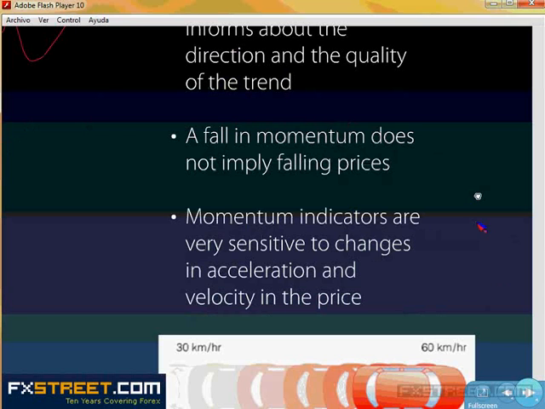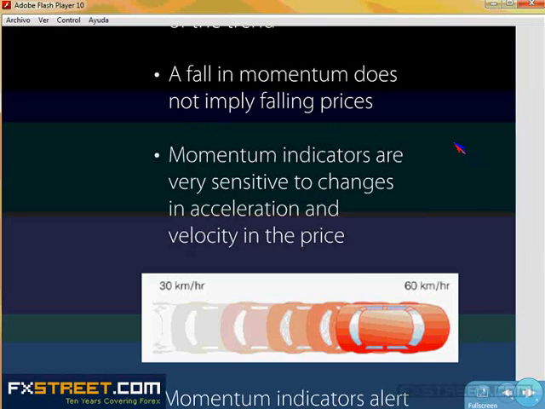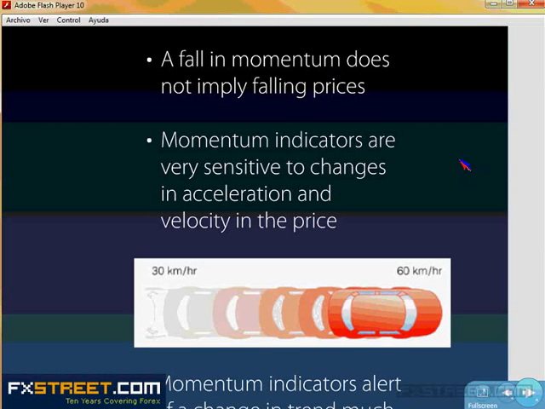So momentum indicators are very sensitive to changes in acceleration and velocity in the price. And acceleration and velocity are two of these characteristics that make momentum indicators so special. Here we have, for instance, an illustration with a car accelerating from 30 km to 60 km. So we have an acceleration and also an increase in velocity, but we may have a constant velocity if the car, for instance, goes up to 60 km and sustains that velocity. We can still have an increase in price, and we can still sustain that direction. The car can still drive in the same direction, but there is no more acceleration, and the velocity has become a constant.